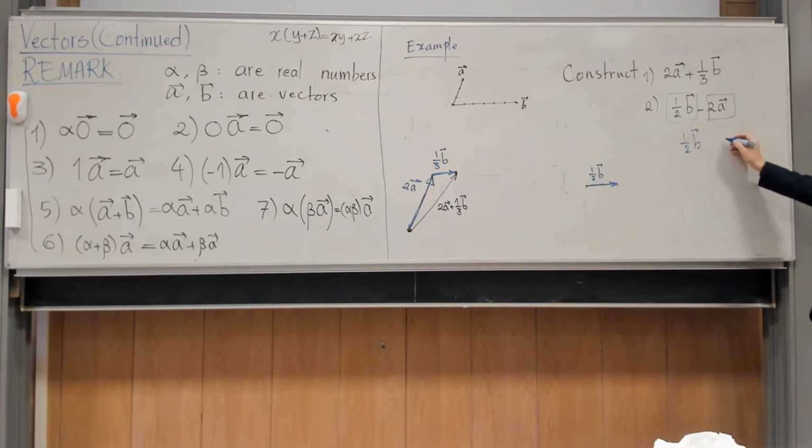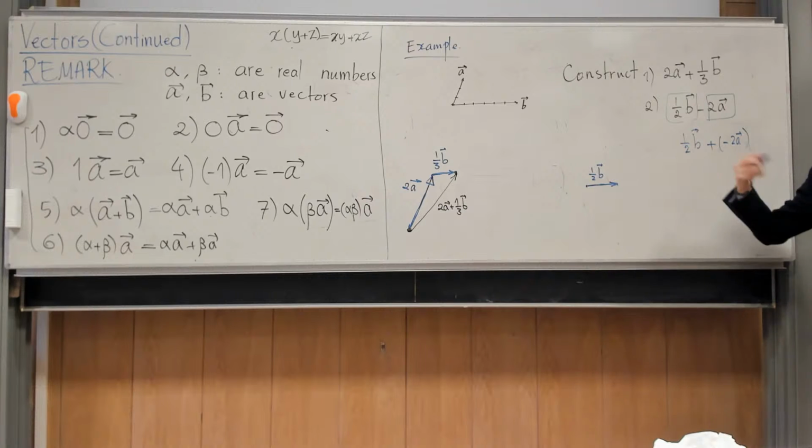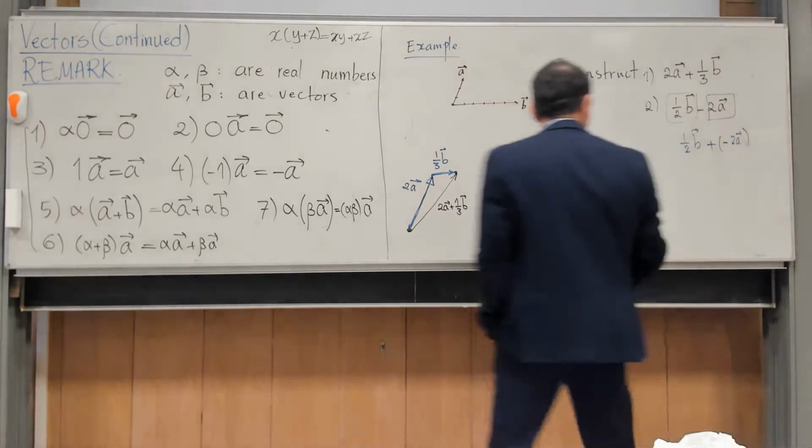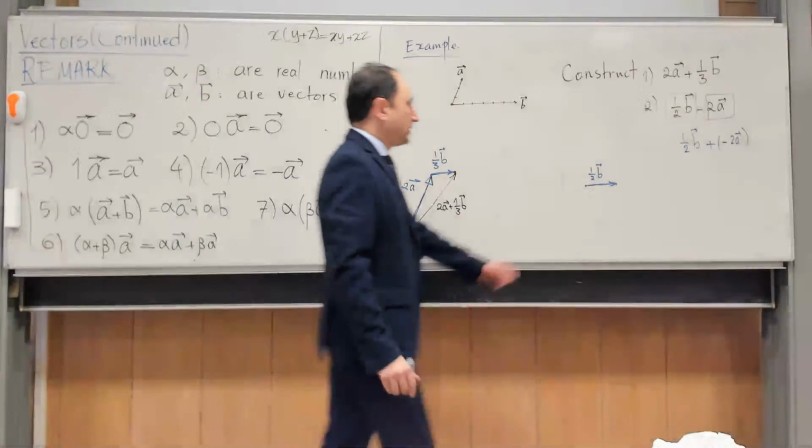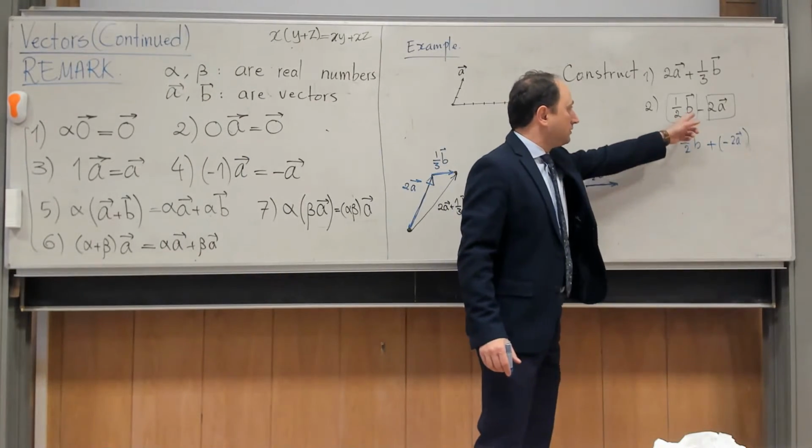You can construct minus 2a and then add it to this one. Do you remember? That was the way that we defined the subtraction of two vectors. Okay, I don't know which one you prefer. So let us do at least this one, for example.